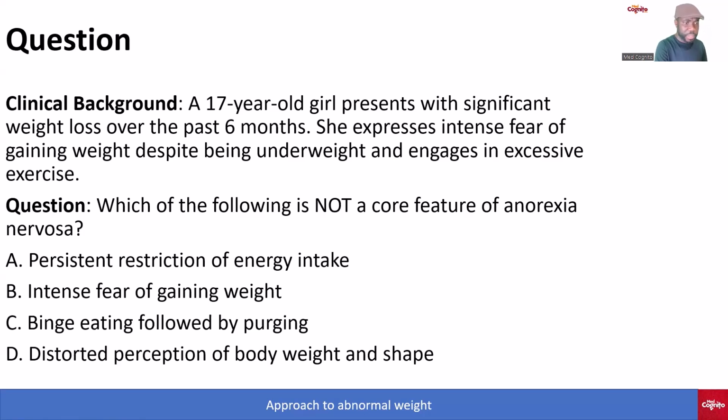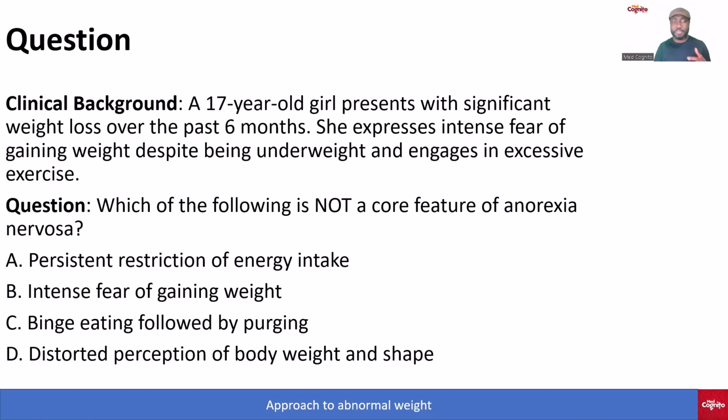A 17-year-old girl presents with significant weight loss over the past 6 months. She expresses intense fear of gaining weight despite being underweight and engages in excessive exercise. Which of the following is not a core feature of anorexia nervosa? Beautiful. A, persistent restriction of energy intake. B, intense fear of gaining weight. C, binge eating followed by purging. D, distorted perception of body weight and shape. Beautiful. Please, doctors, send me your answer. What is it?